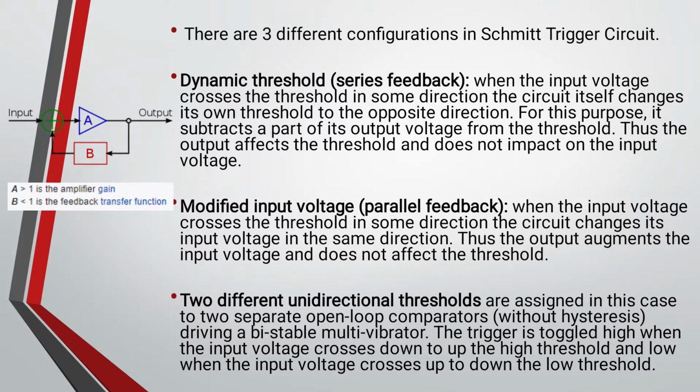Two different unidirectional thresholds are assigned in this case to two separate open loop comparators without hysteresis driving a bistable multivibrator. The trigger is toggled high when the input voltage crosses the high threshold from down to up, and low when the input voltage crosses the low threshold from up to down.